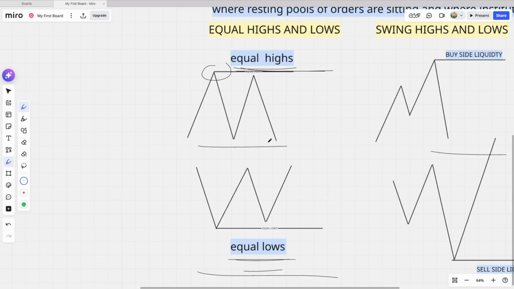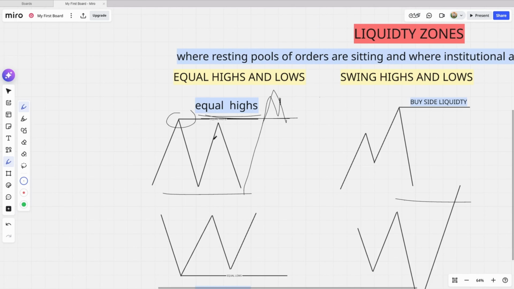At the same time, you also have breakout traders. These traders are waiting to buy if price breaks above those equal highs, so they place pending buy orders above the same level. So now, in that one zone, you have multiple types of orders stacked together. You have stop losses from sellers, and you have buy stop orders from breakout traders. All of these orders combined form a liquidity zone.